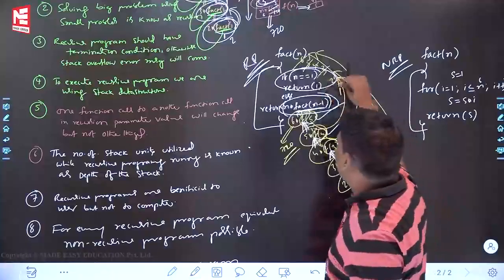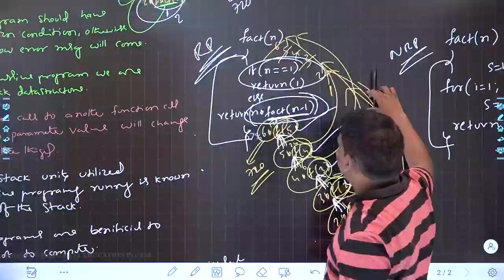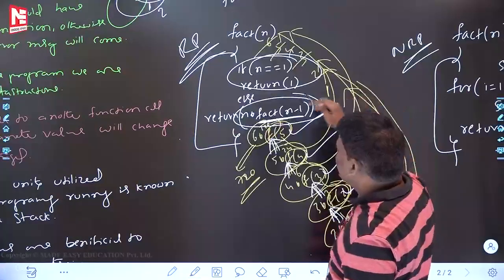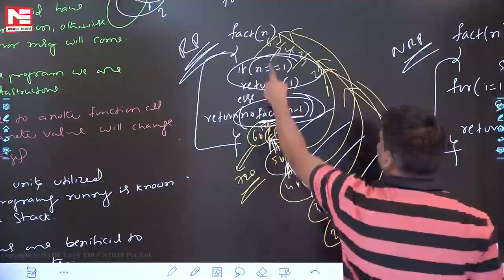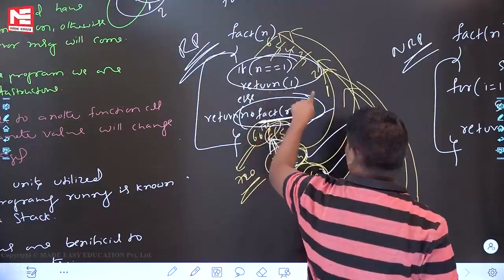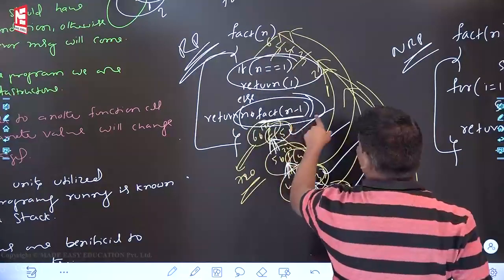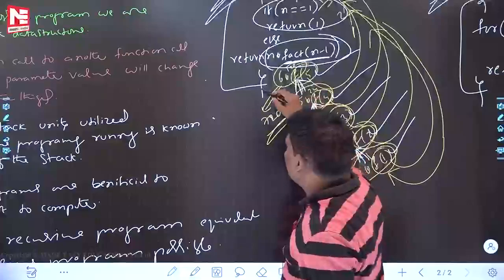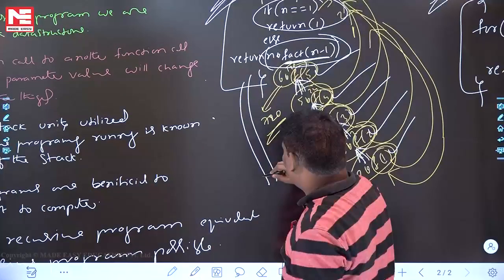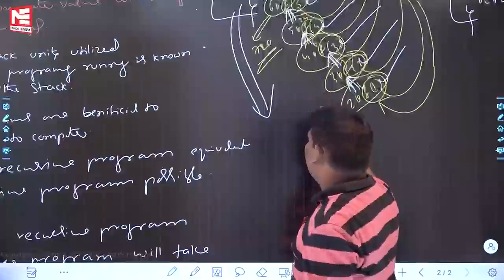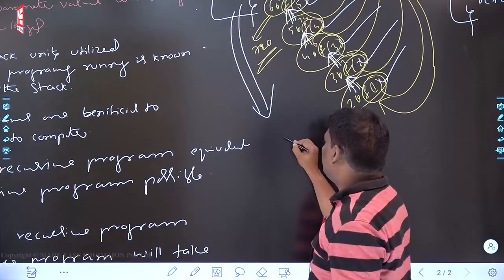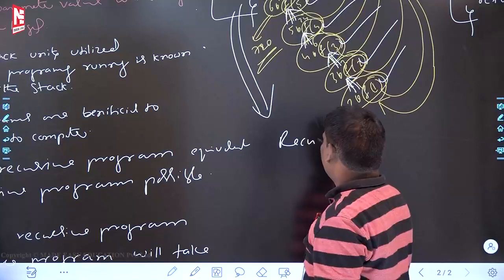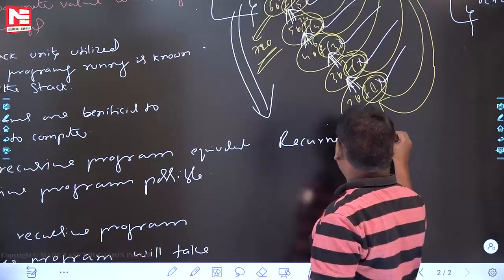Is it a recursive program or not? Fact of n: if n is equal to 1, return 1, else return n into fact of n minus 1. Is it a recursive program or not? Yes. Now, if it is a recursive program, the same thing you write in the form of a mathematical relation is called a recurrence relation. Let me write it now.